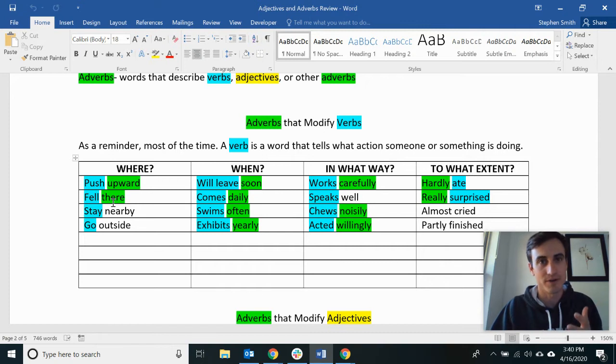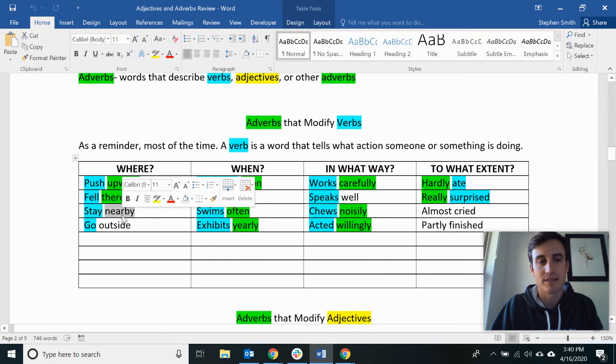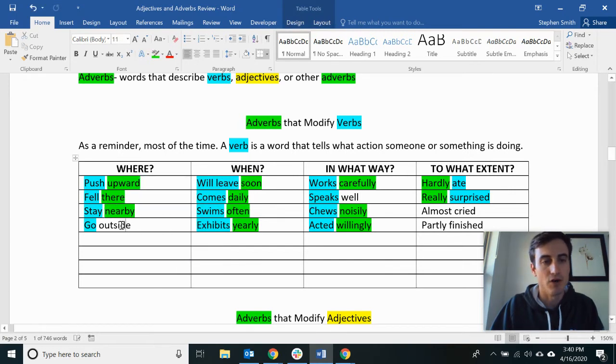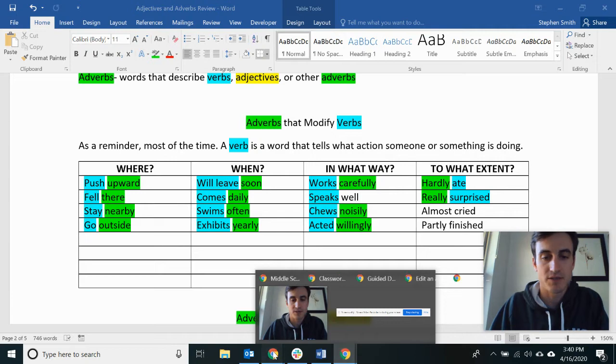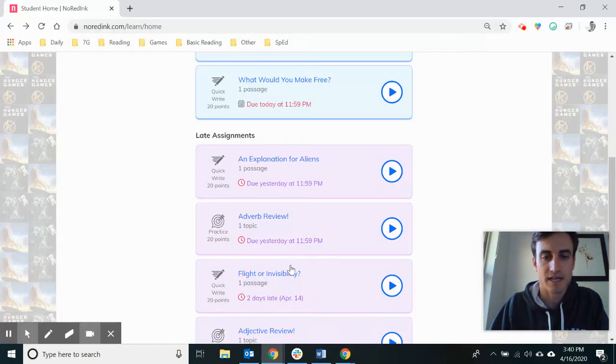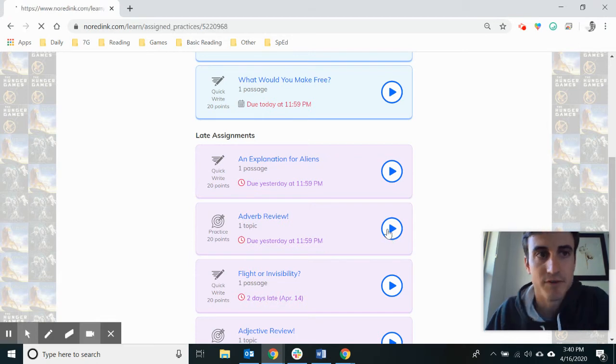Push, push where? Upward. Fell where? There. Stay, stay where? Stay nearby. Go, go where? Go outside. Now, you'll notice that all of these adverbs here are right next to the verbs that they describe. That's pretty common, but it's not always the case. So let's jump into this exercise. I'm going to use this as an example. Adverb review.